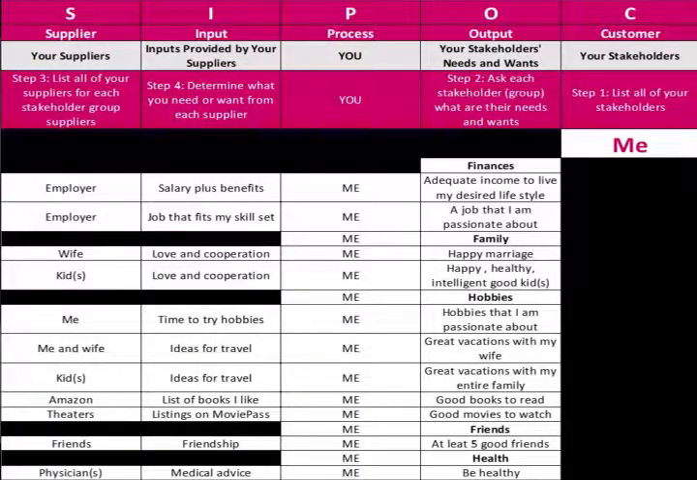So step one, you can see, is to list all of the stakeholders. Here it's just me, and you see it in red. Then the second step is to ask each stakeholder, what are your needs and wants? So I list out here some of my needs and wants. In terms of finances, I want to have adequate income to live my desired lifestyle.